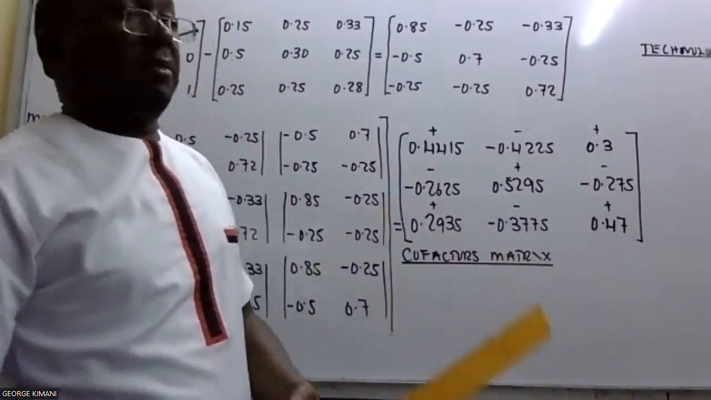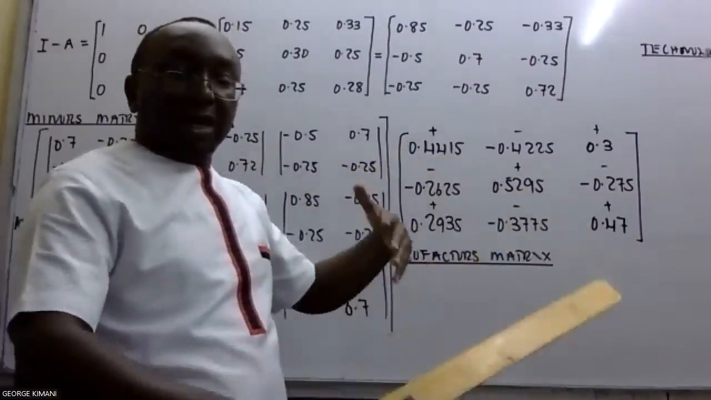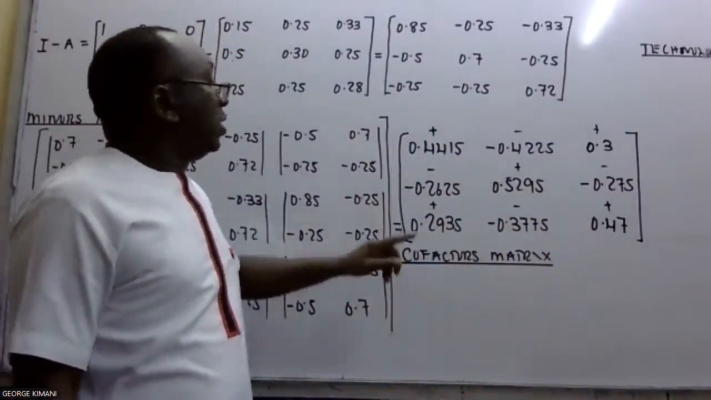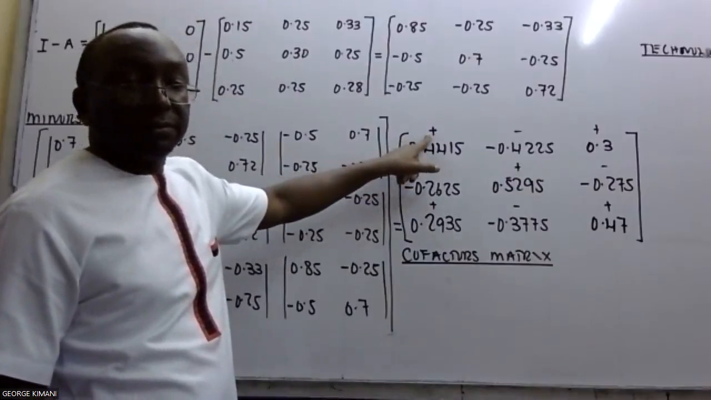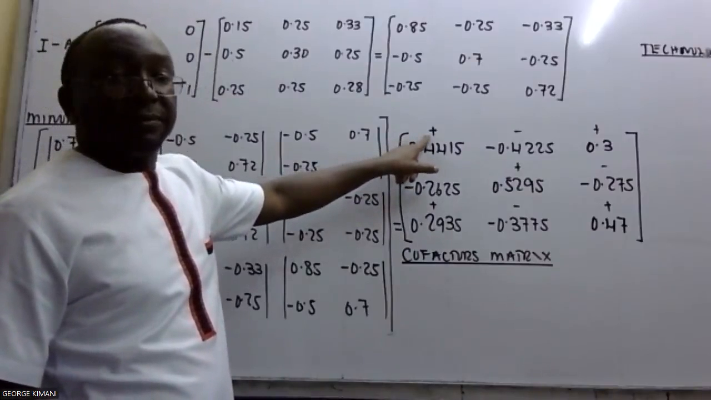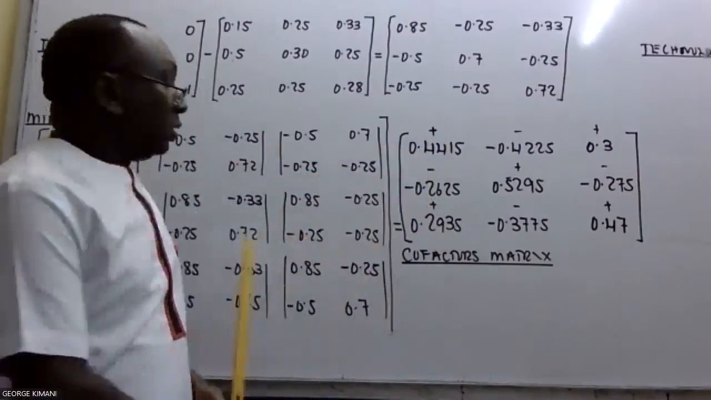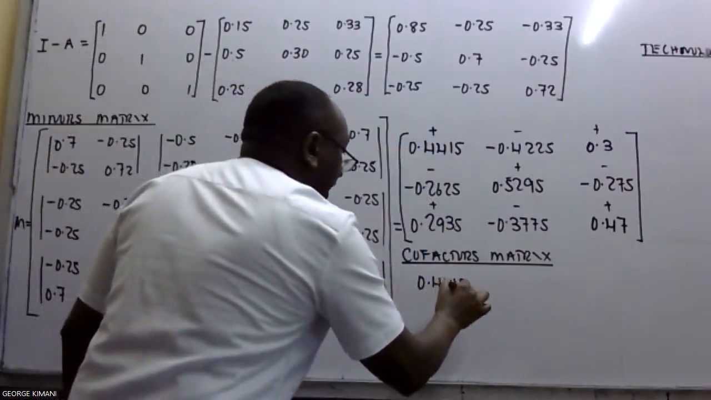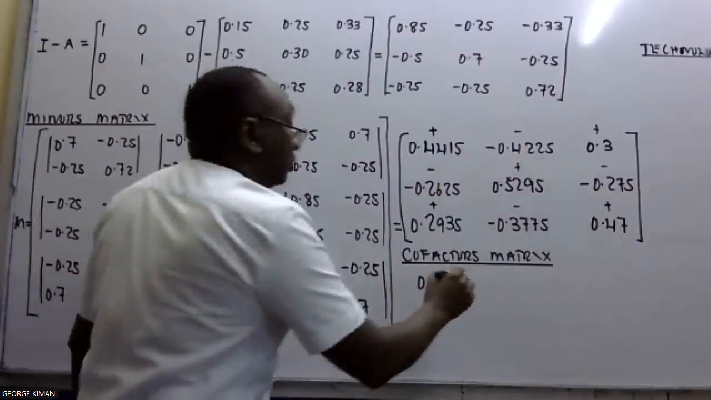So we have said two things. You start with positive, then you go alternating plus, minus, plus, minus. Once you have put them there, you now multiply the sign that is here with the new sign that you have put here. So positive times positive, that is positive. So this value remains as 0.4415. Negative times negative, positive.